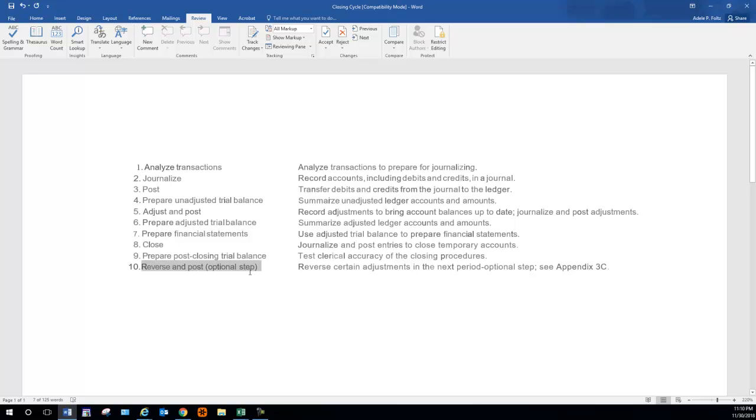I do want to tell you that step 10, reverse and post, is an optional step. We did not cover that in this course. If you go on to study at higher levels of accounting, particularly Accounting 3, I think we cover that.